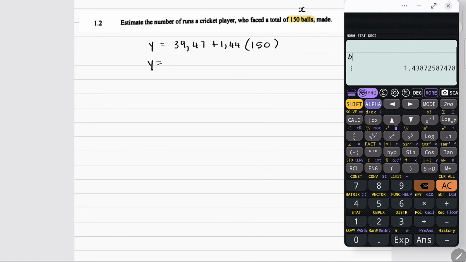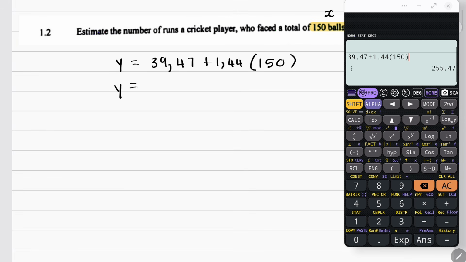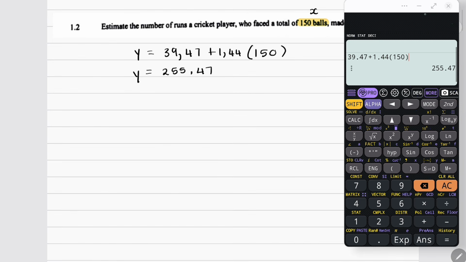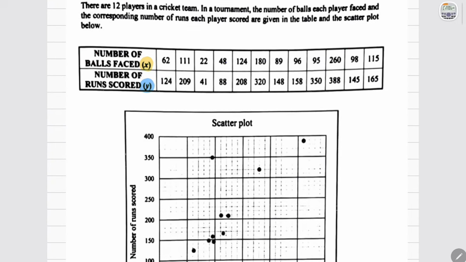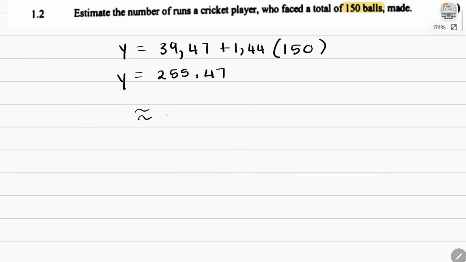On your calculator, you can still do normal calculations. It's not going to affect the data that you have put in. So we're just going to find out what exactly that gives us. Okay, and so y is equal to 255.47. But then again, these are runs, okay? And so it's 150 balls. So approximately, this is going to be around 255 runs.